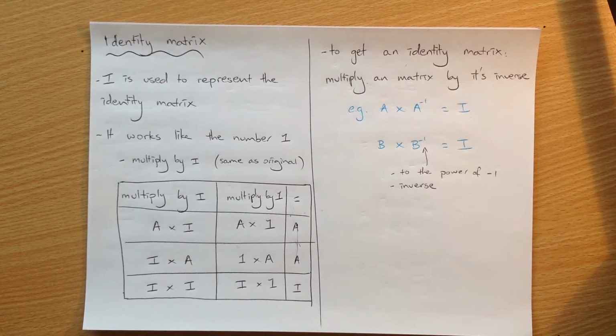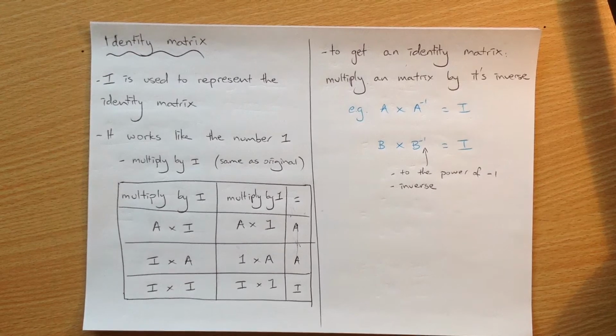So in this video we're going to look at three things. We're going to work towards finding the inverse of a matrix, and to do that we need to understand what an identity matrix is and what the determinant of a matrix is. So first of all we're going to go over the identity and the determinant, and then we'll lead into finding the inverse of a matrix.